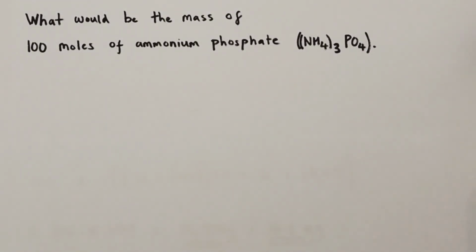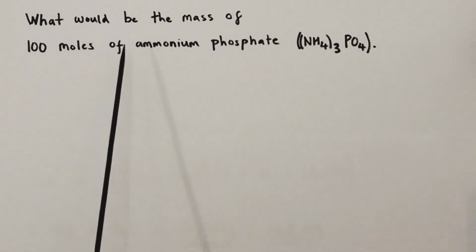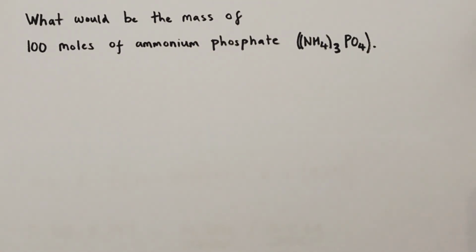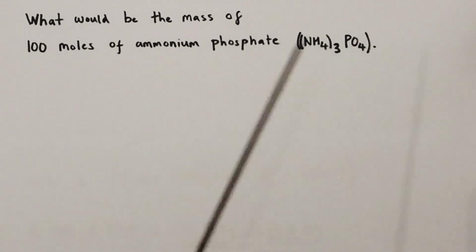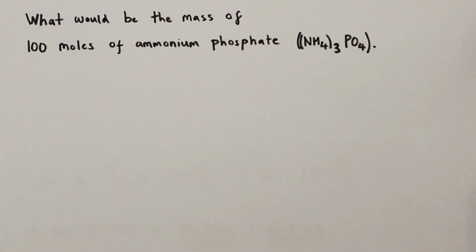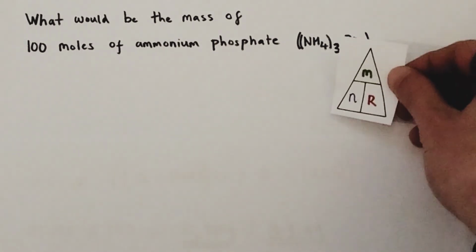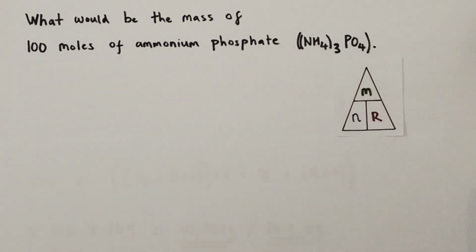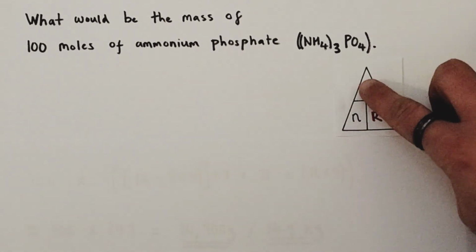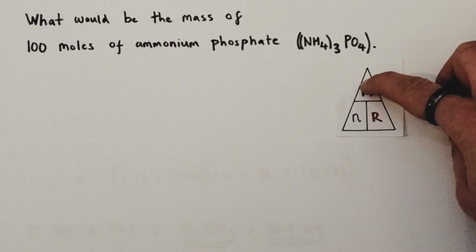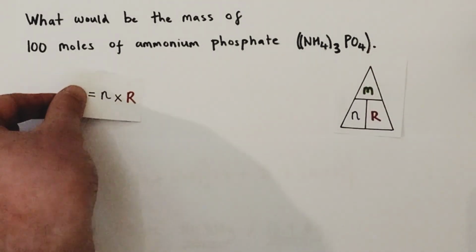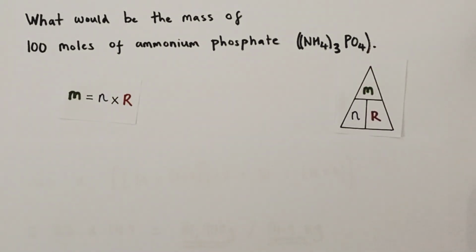Our final question is also a mass question. What will be the mass of 100 moles of ammonium phosphate? Ammonium phosphate has the formula (NH4)3PO4 and is a component of fertilizers. So again, our good habit, we would write the formula triangle in the margin, NMR. We then think about what we're trying to figure out, which is mass. We'd cover mass with our finger or thumb, showing us the function is moles times relative mass. We'd write that down first of all, mass equals moles times relative mass.